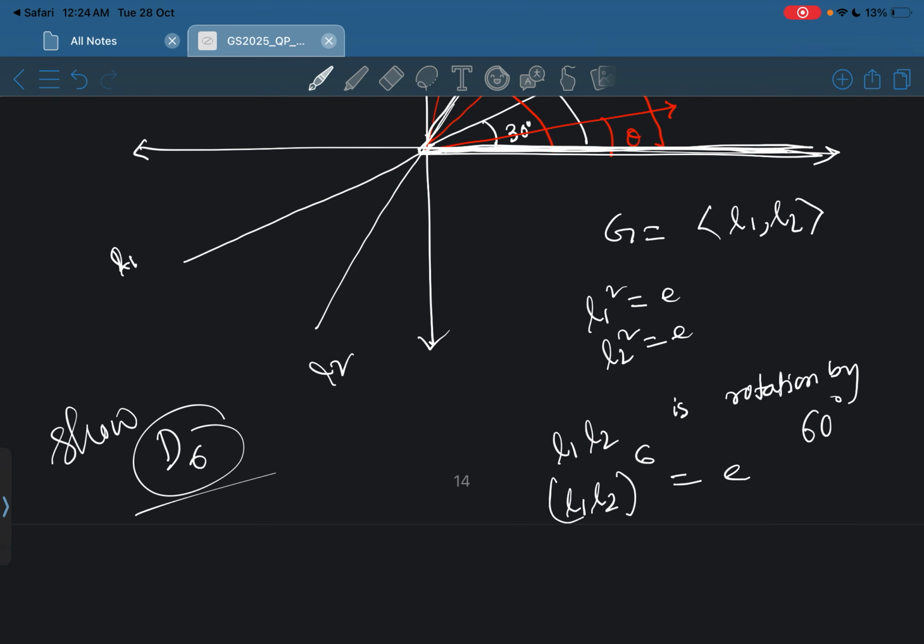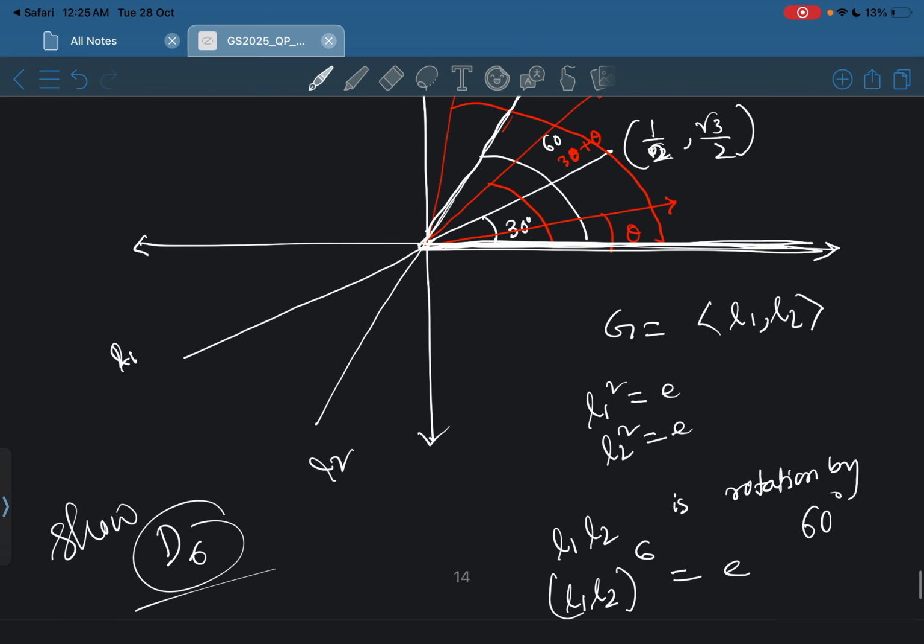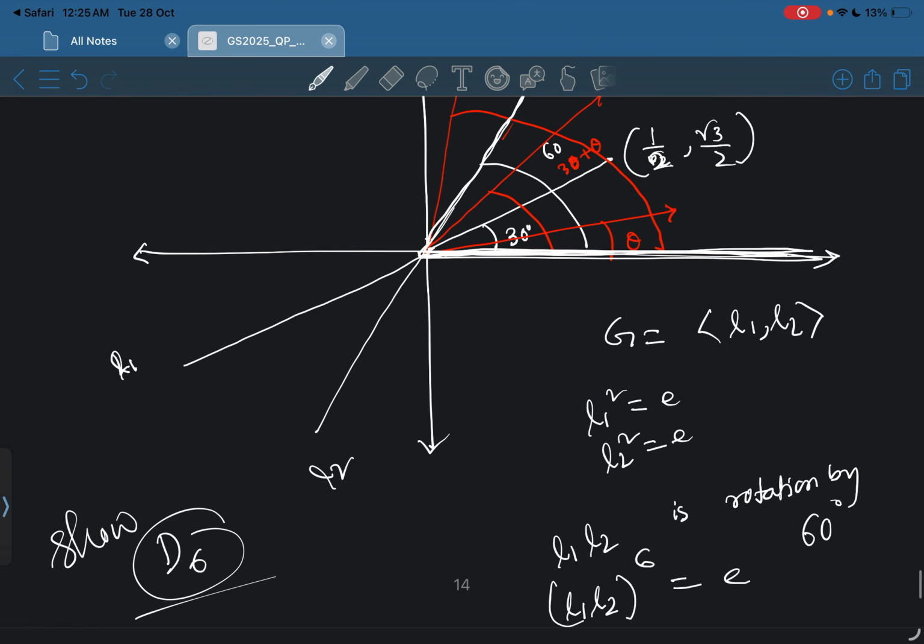What about L2 L1? L2 L1 should be a rotation by 300 degrees, or something like that. It depends on the case, and I'm not sure, but one can check this. The idea is that this is D6, because you have the 60 degree rotation. When you get that 60 degree rotation, it is automatically true that there are 12 elements, because D6 has 12 elements. So it can be done.